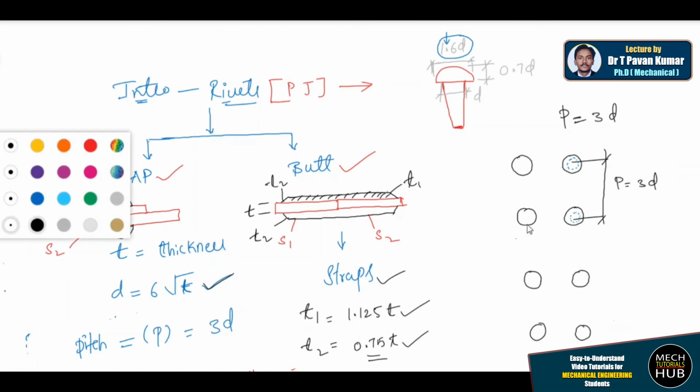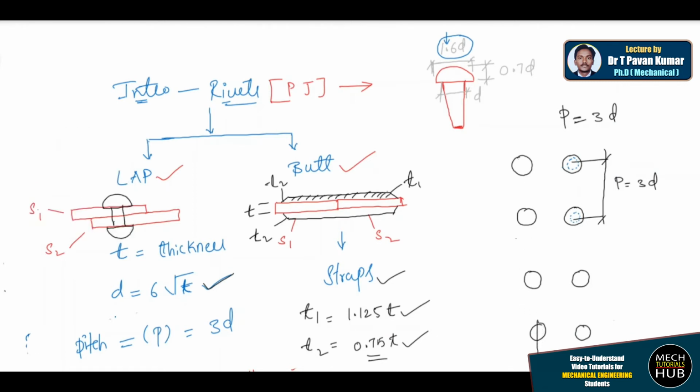That is also important. Now here this is pitch, that is fine. What should be the distance between two rows? From this row to the next row, what should be the distance? This is very important to remember. This distance we call PR, which is pitch radius. PR is equal to 0.8 into P. For chain riveting, this is equal to 0.8 into P.